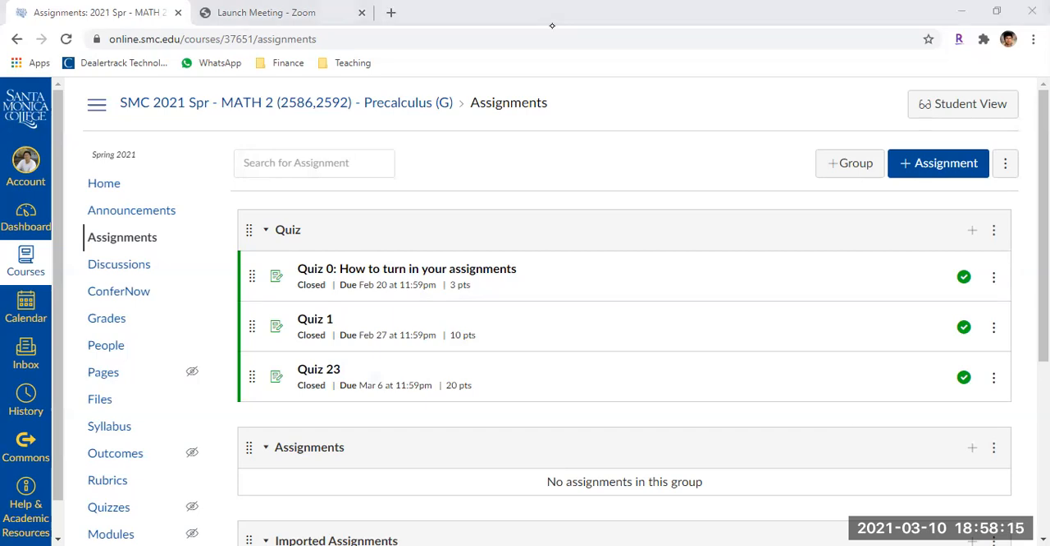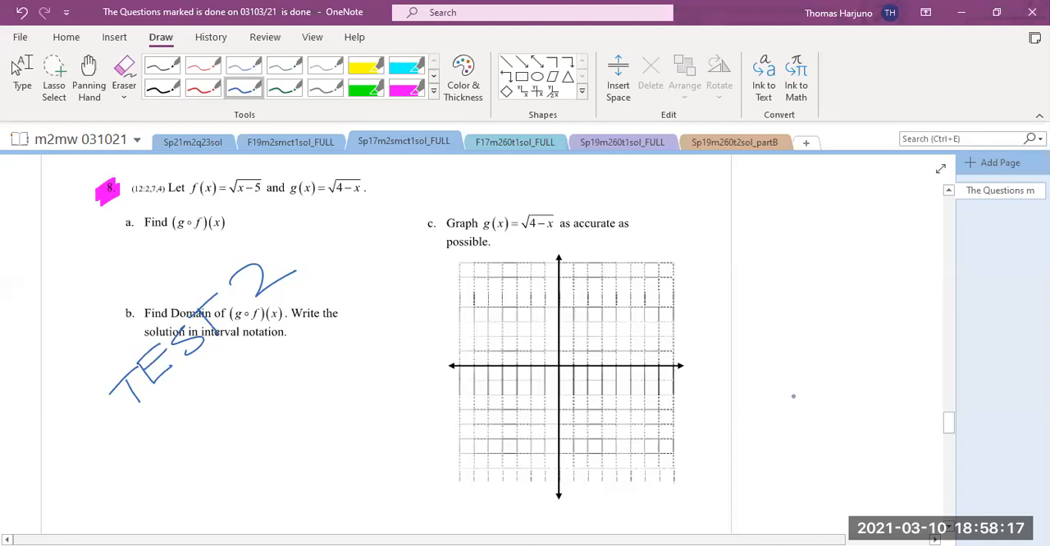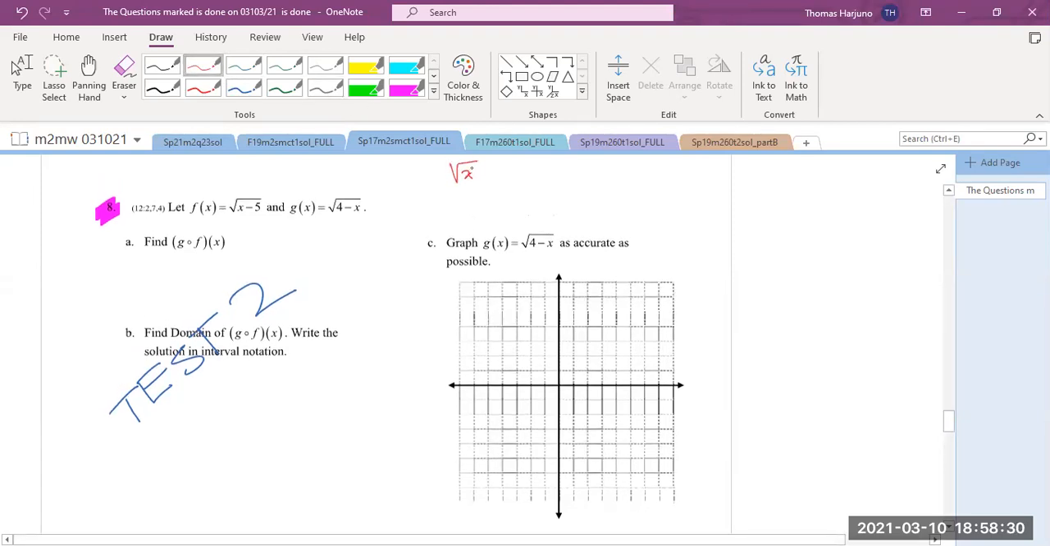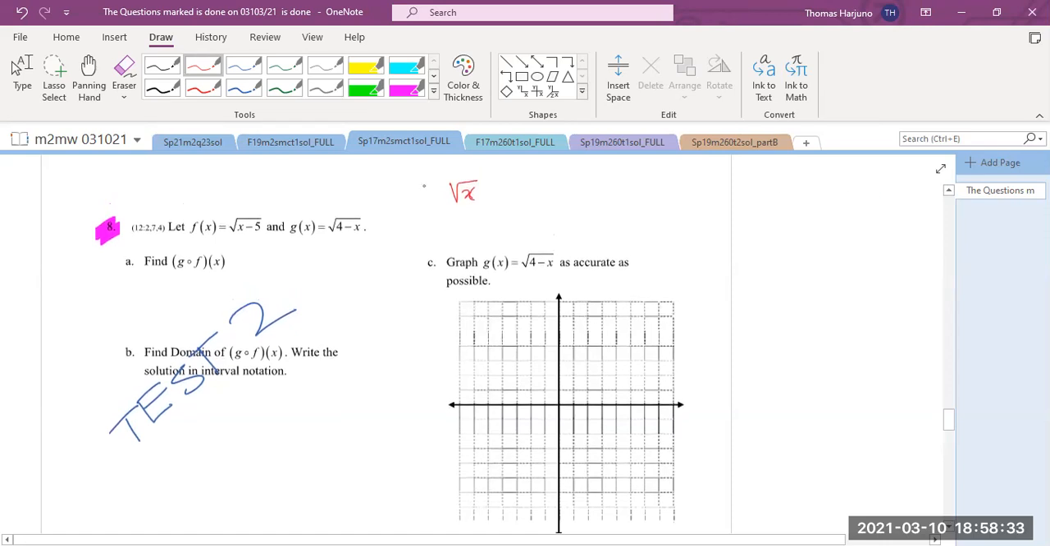Okay, let's go back to this. Part C, however, we still can graph this. In fact, we did this graph already earlier. Okay, square root of 4 minus x, what will that look like? We start from square root of x. You know what that looks like, right? You know it looks like this.